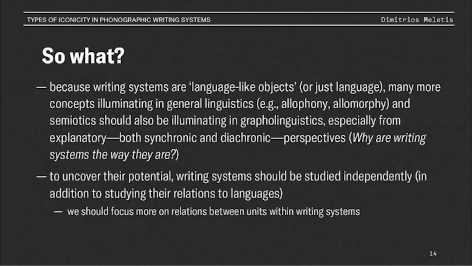Many more concepts that we have used and found useful for a long time in general linguistics and also semiotics can, and are expected, I think, to be useful in the study of writing systems, especially from explanatory perspectives, both synchronic and diachronic, to answer facets of this question: why are writing systems the way they are and have become the way they have become? And to uncover the potential of those categories, like iconicity, I think writing systems should also be studied independently.